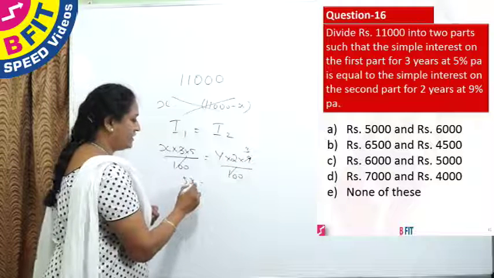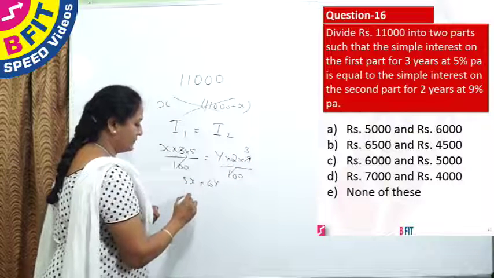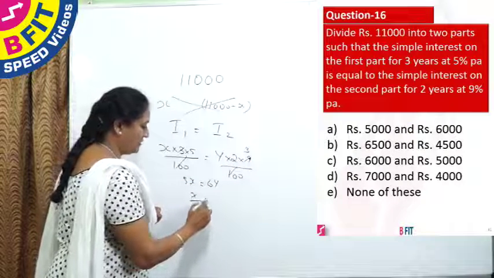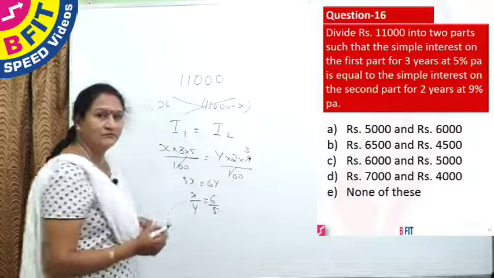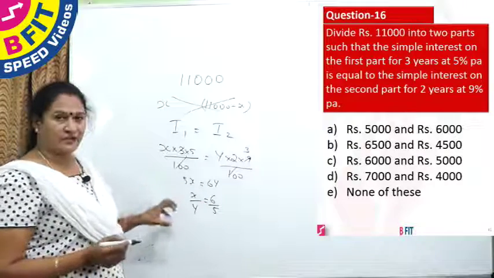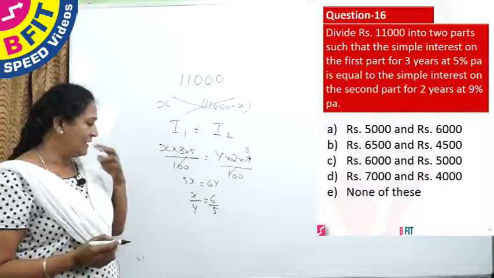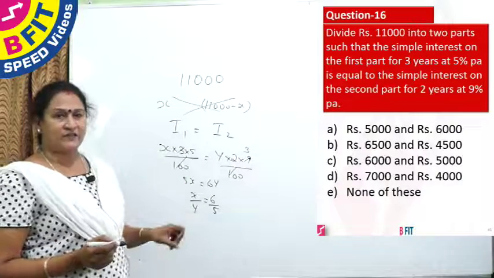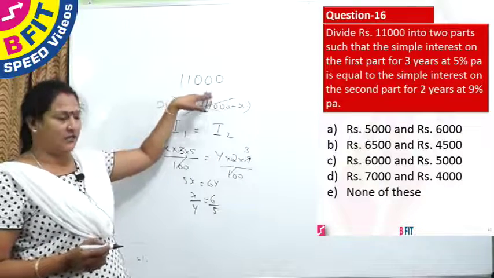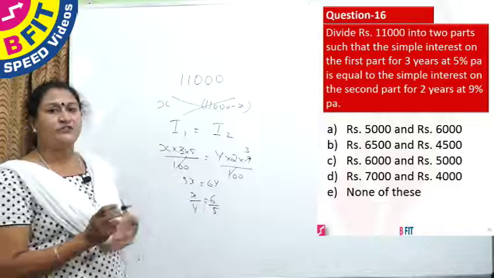So 5x equals 6y. So x by y equals 6 by 5. So I have got the ratio of investment, taking the condition that simple interest of both is the same. So x by y is 6 by 5. So this total 11,000 is divided in the ratio 6:5.